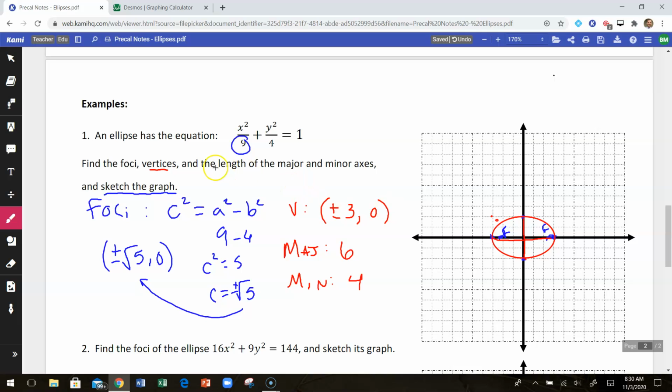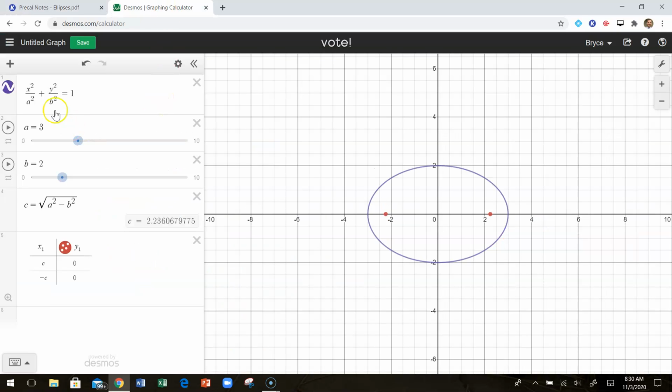The only part that takes a little bit of work is finding the foci there, and then understanding if it's an x-coordinate or a y-coordinate. That determines the orientation of our ellipse. I'm going to go to Desmos just really quickly and then come back to the notes.